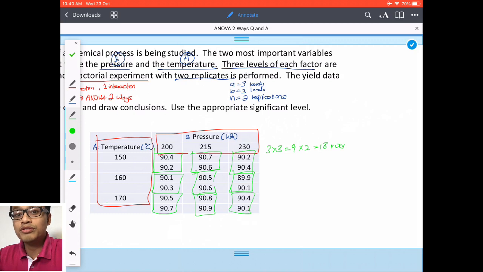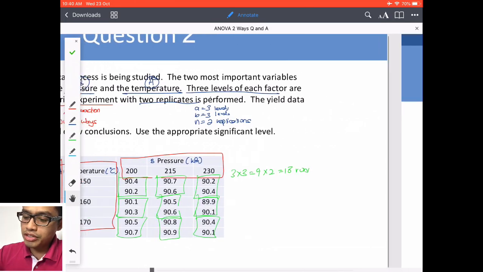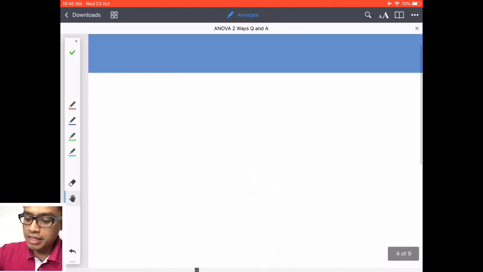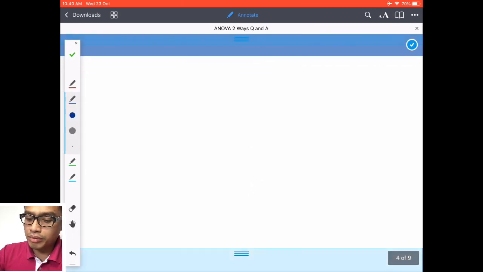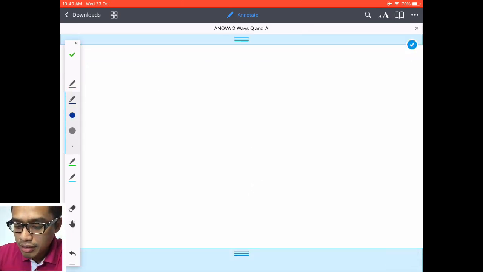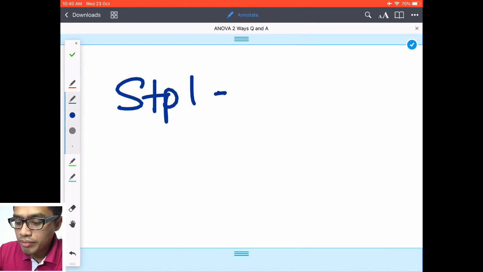Okay. So what should we do first? You always ask me this. Easy. What you need to do is to see the formula sheet. And then, first step, I will write on the next page, in this empty space, in blue ink. Make it bigger. Step number 1.